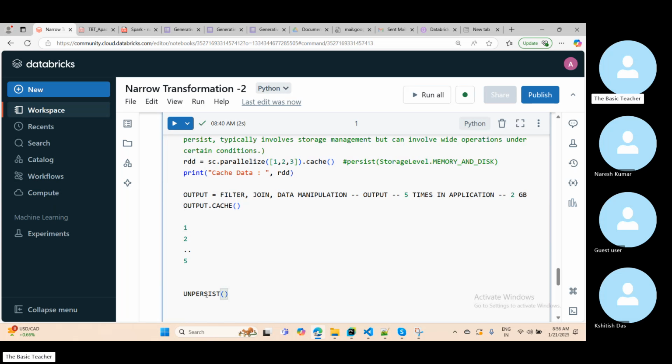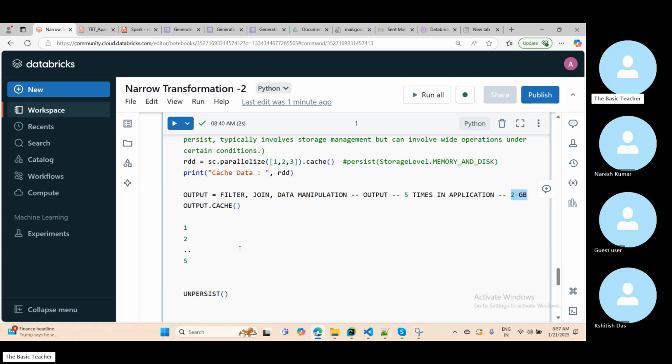So whenever you think you are done with your job and going forward you do not need this output, then simply do unpersist. That will again make your processing faster. Otherwise this will impact the performance, because let's say at some point data shuffling is happening. Even if this 2 GB data is not required, unnecessarily it is also going to shuffle, right? So this will impact in multiple ways. So whenever you are done, simply do unpersist.